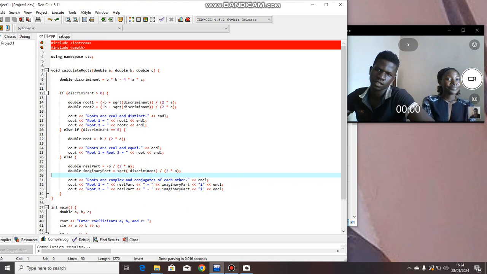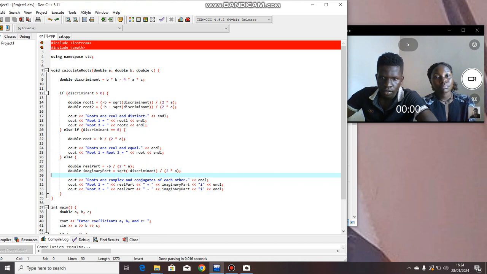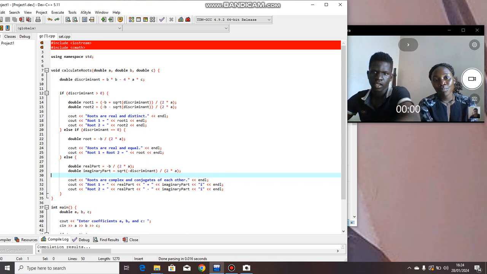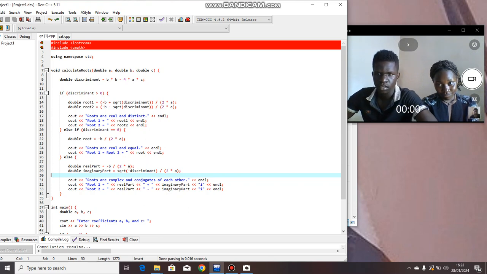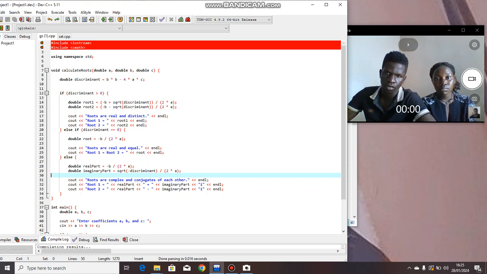So as you can see here, we are going to look at the case where the discriminant is equal to 0. I think my colleague has talked about it. We are going to use the formula negative b over 2a. So as you can see here, we have roots are real and equal. So the first root is equal to the second root because the roots are real and equal.